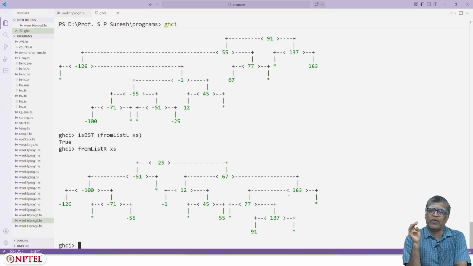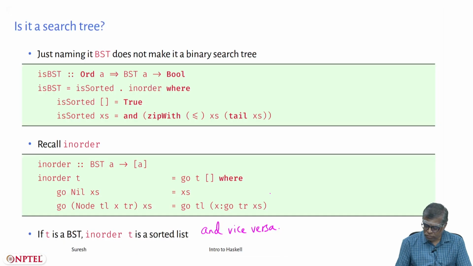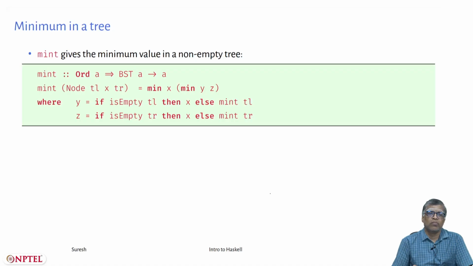So we have to have ways of inserting into a binary search tree, deleting from a binary search tree, and searching in a binary search tree. I will show that in the slides next, and once I have discussed all the programs, I will come back to VS Code. Now before we do all this, we have a few more utility functions which are quite useful.